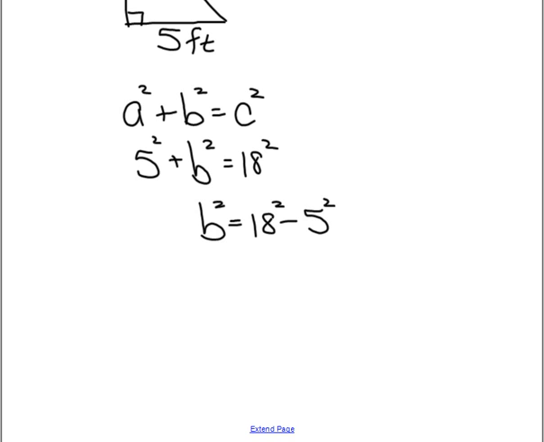Exactly. So now I've got a minus the 5 squared over. Now I'm going to take the square root of both sides. That part I probably always will show. And so plane B is the square root of 18 squared minus 5 squared.